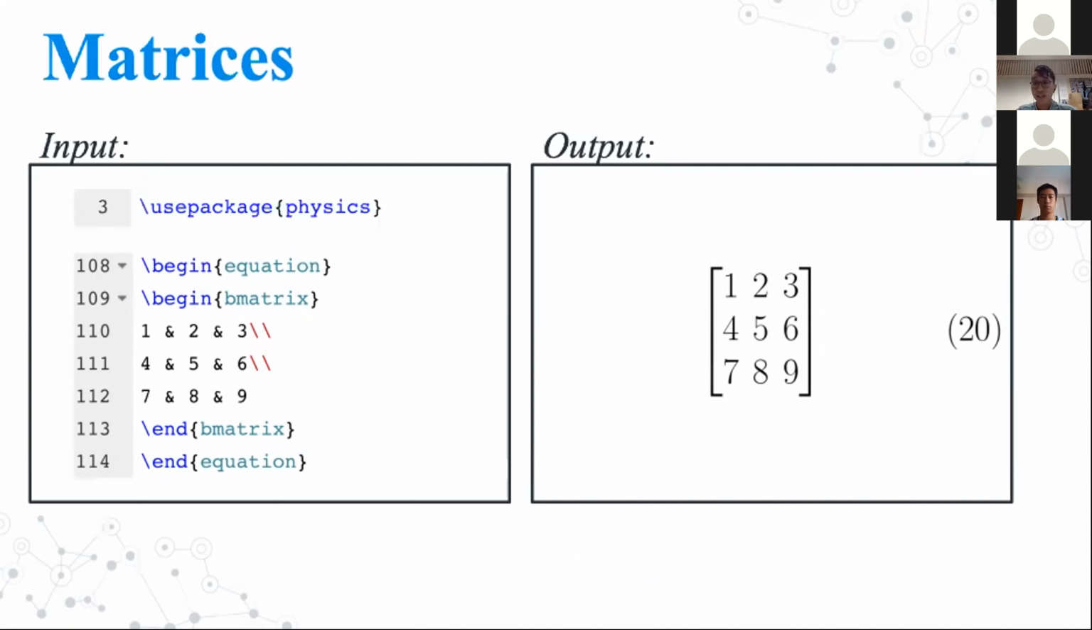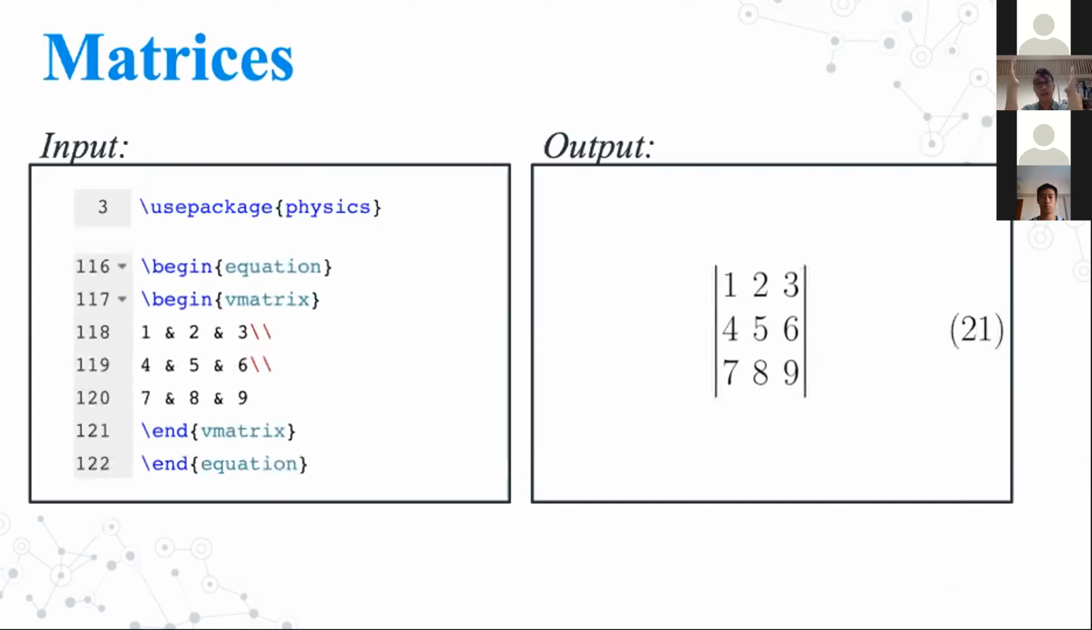You can do the same thing also. Instead of B matrix, you click begin B matrix. It becomes the 2 lines. So it's like your determinant like that.